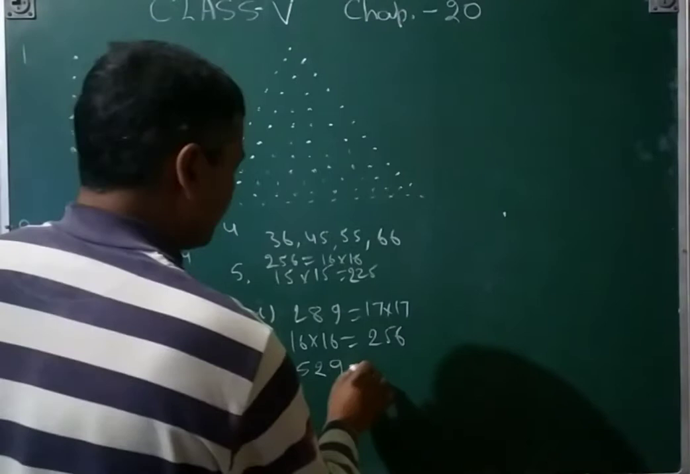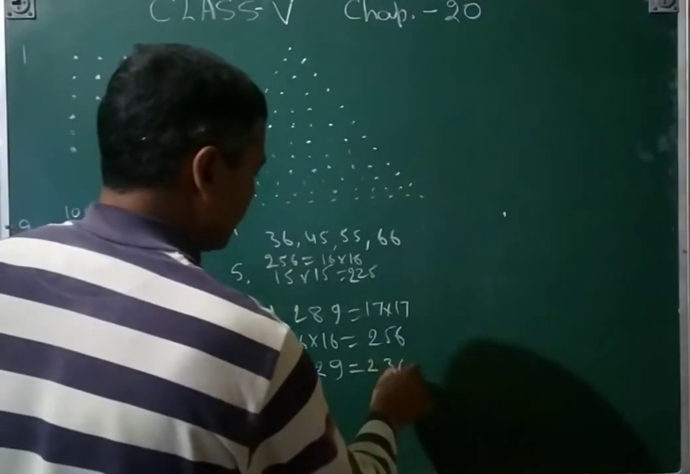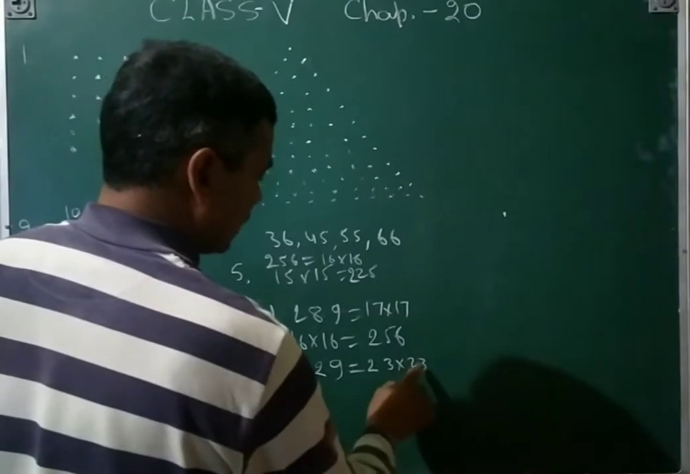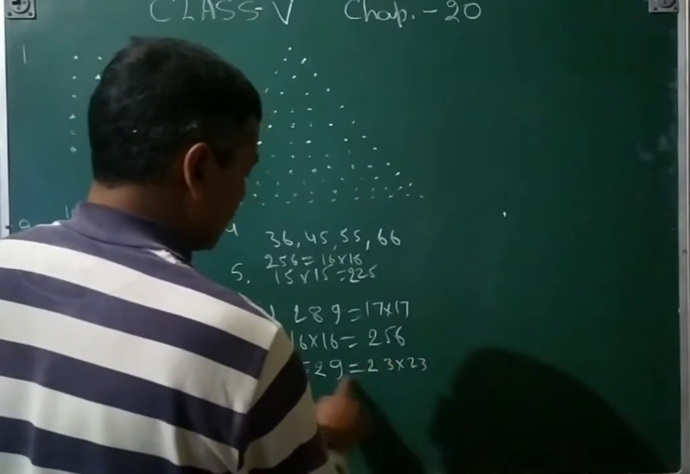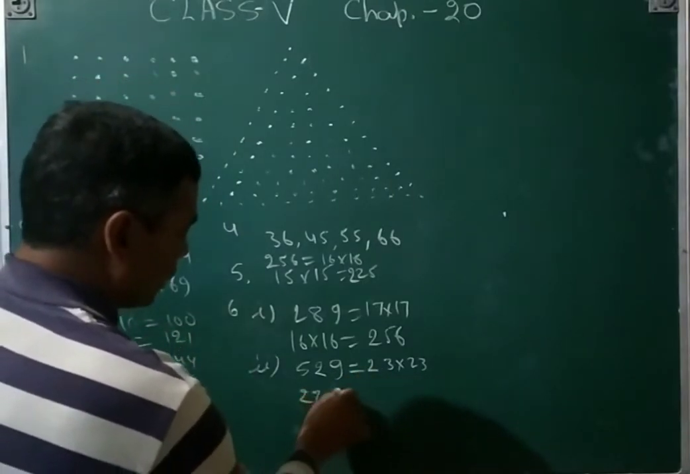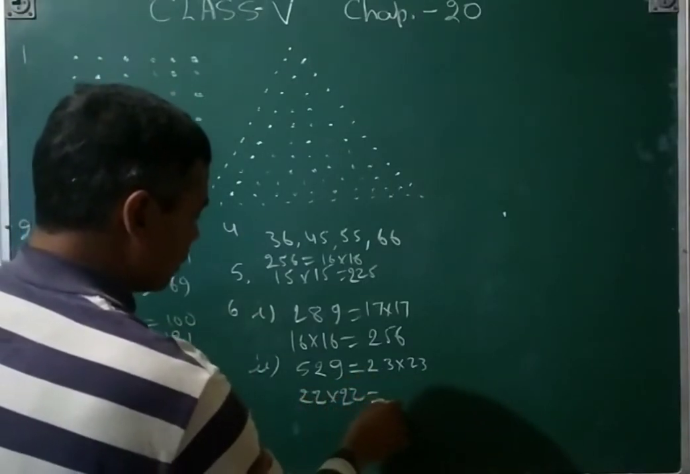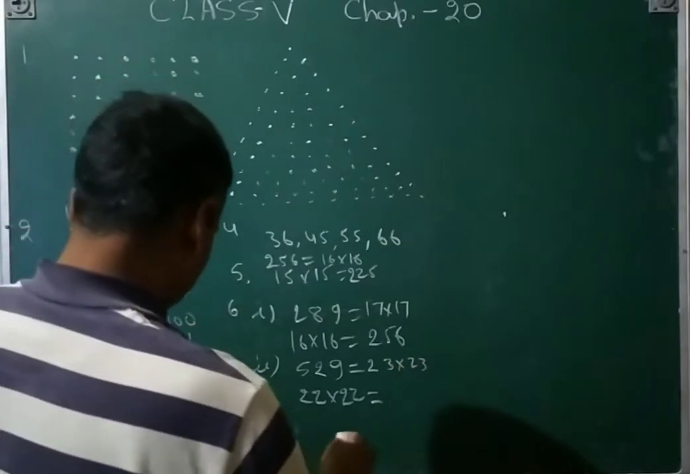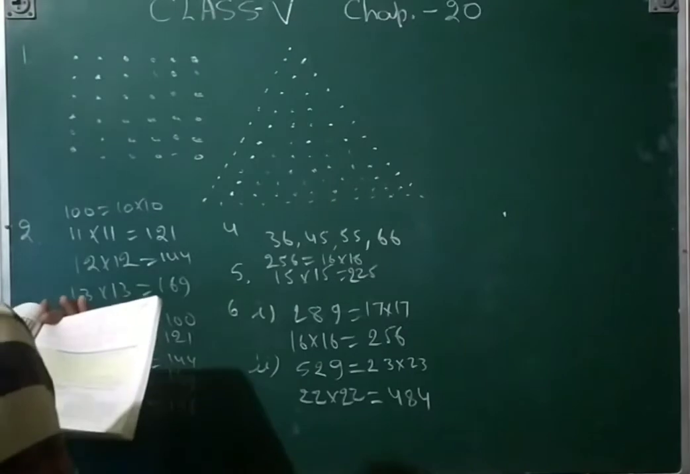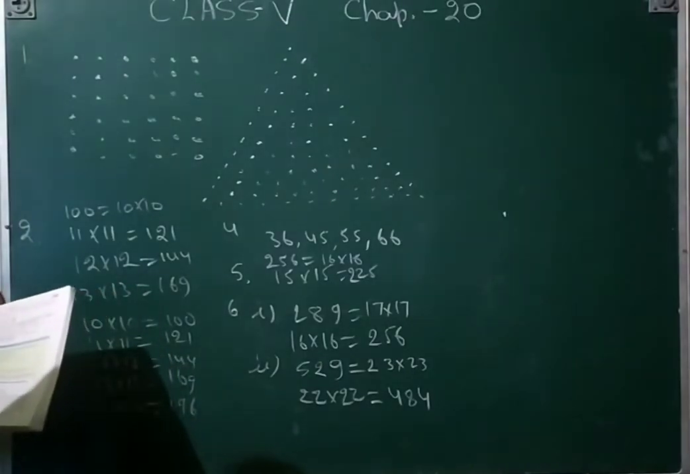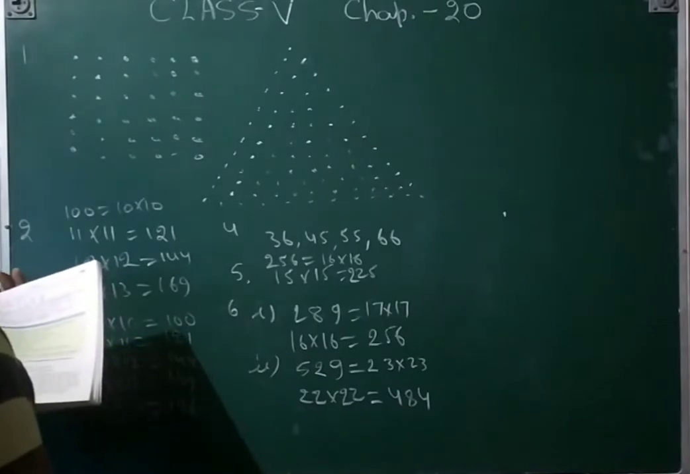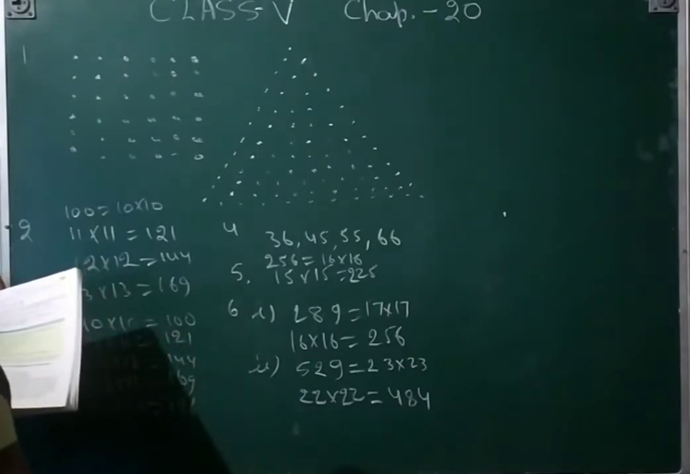First of all, we will see that 23 into 23. 3 threes are 9, no carry there. 3 twos are 6, 3 twos are 6. 6 and 6 are 12. 2 twos are 4. Yes. So just before number, that will be 22 into 22 is equal to 484.